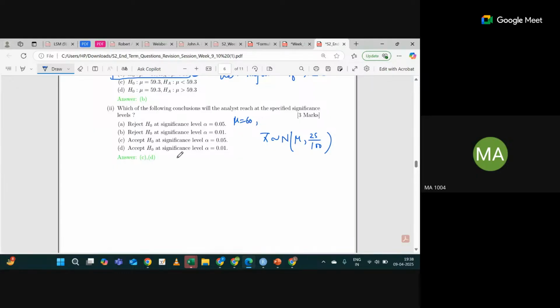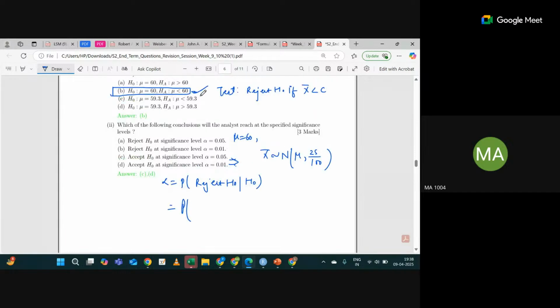Now we have to start with alpha. Alpha is the probability of rejecting H naught when H naught is true. Alpha is given to us. Let's write it in general because we have to test for two different values. So when will you reject your H naught based on this null hypothesis? If your X bar is less than C. Are you getting my point?